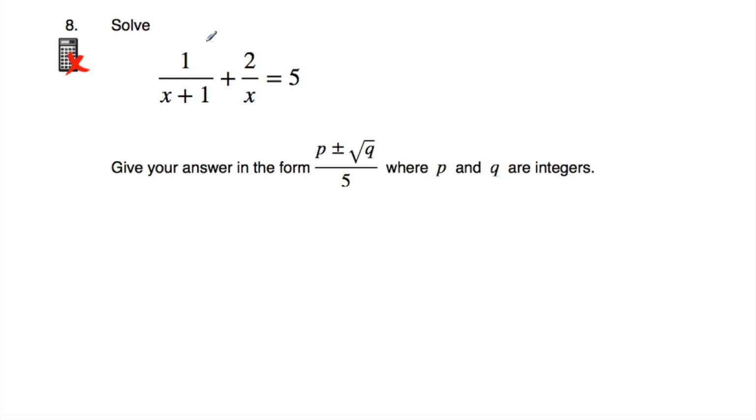Okay, so what I'm going to do is start by adding together these two fractions on the left-hand side of the equation. So write that as a single algebraic fraction. So let's multiply both the numerator and denominator of this fraction by x, and both the numerator and denominator of this fraction by x plus 1.